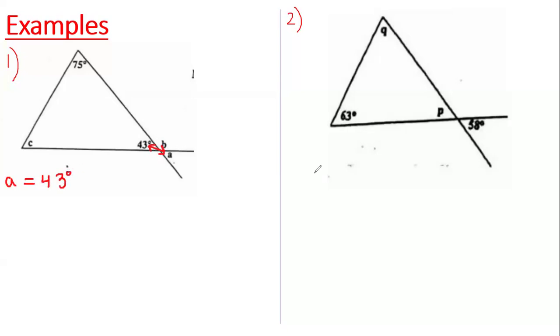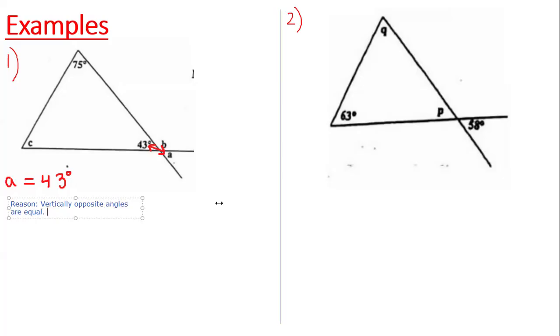Any of my males? I want to hear from the girls. Why is A equal to 43? What's the reason? I need a boy to answer. What's the reason? Because they are vertically opposite. Very good. And vertically opposite angles are equal. Very good. Vertically opposite angles are equal.